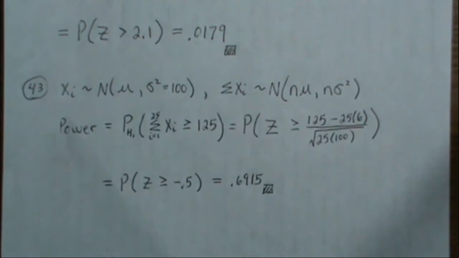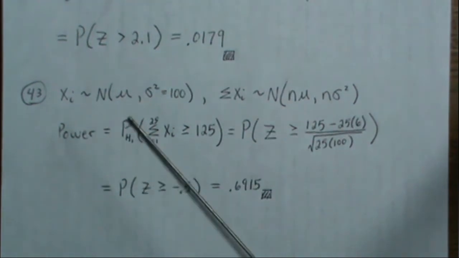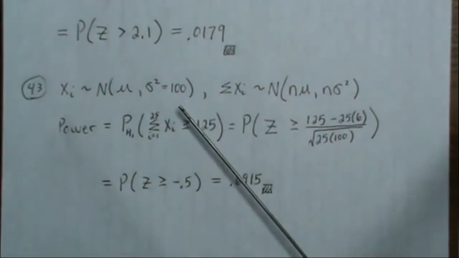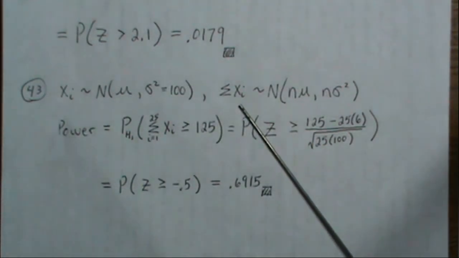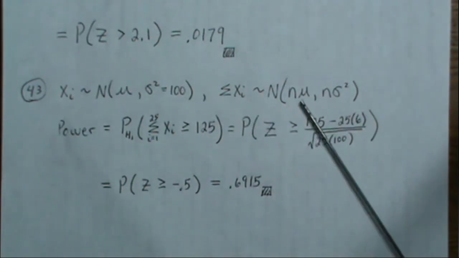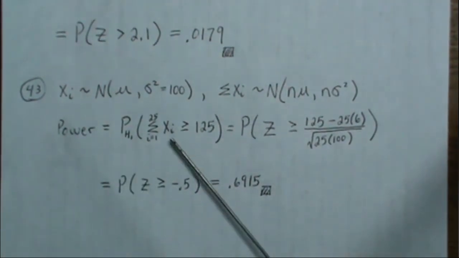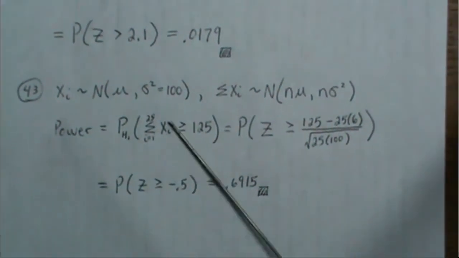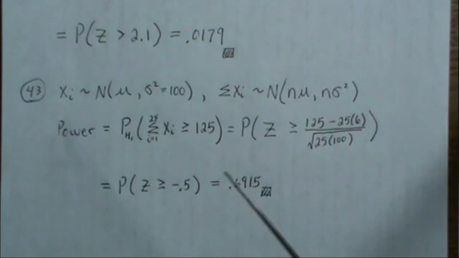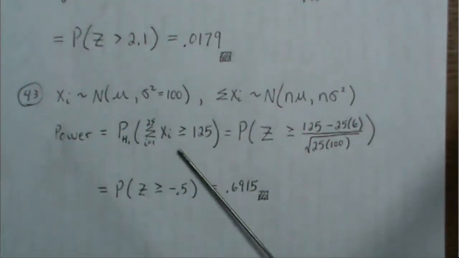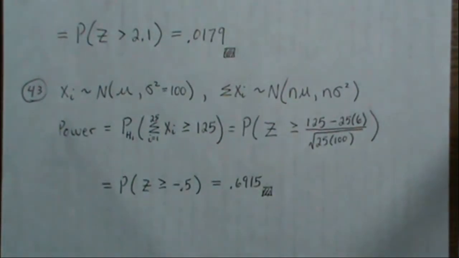So problem 43 is, we're given that the xi's are normal mu with a known variance. The sum of normals is normal with n mu and n times the variance. So let's calculate the power, which is the probability that this summation is greater than 125, assuming the alternative is true. So we subtract the mean and divide by the standard deviation of both sides. We get this, and that's the probability.